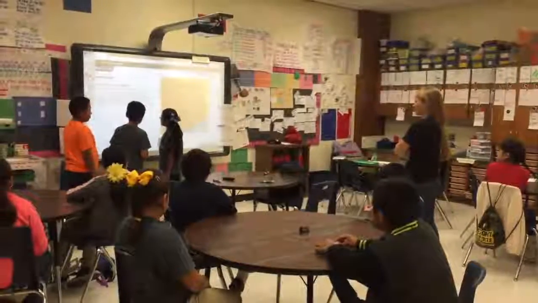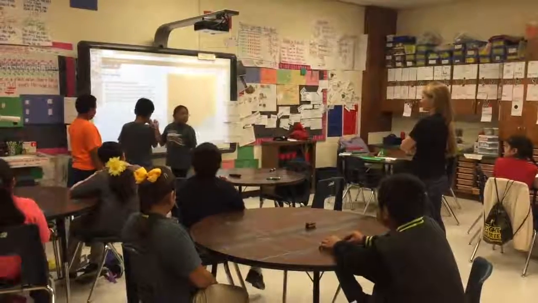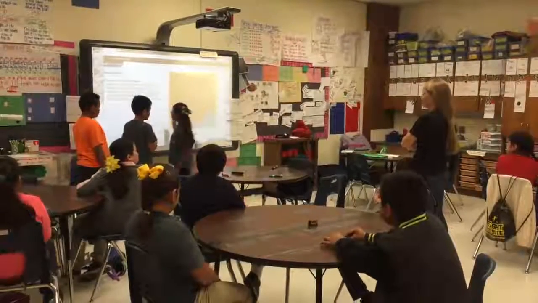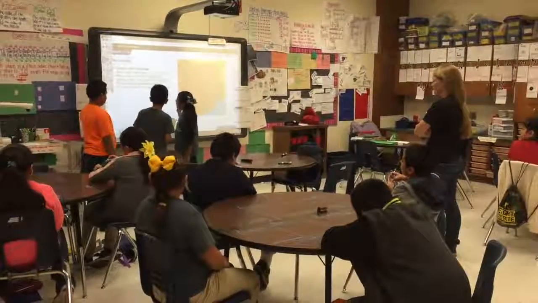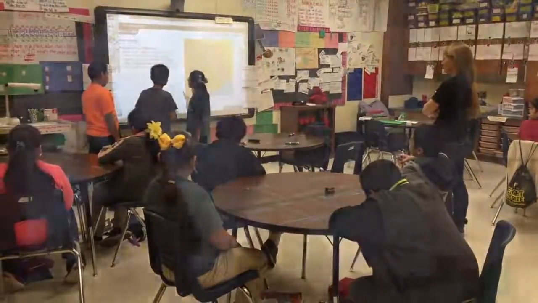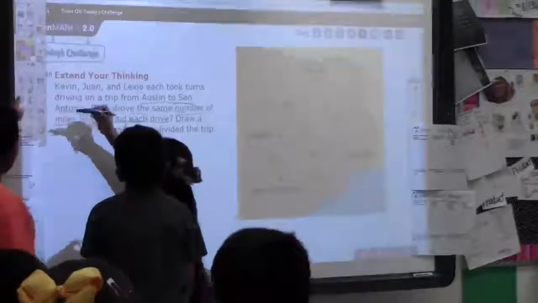The plan is what they're going to do. Are you going to multiply? Are you going to divide? Which operation are you going to use? Or are you going to draw a strip diagram? What are you going to do to solve it? Go ahead and show us what your plan is. Change it back to pen.